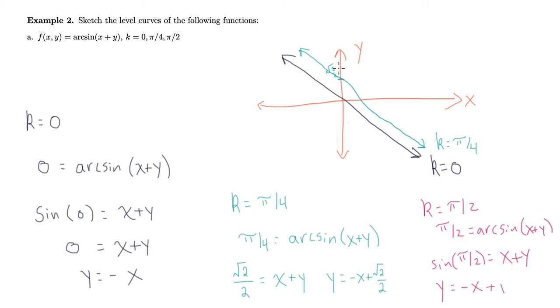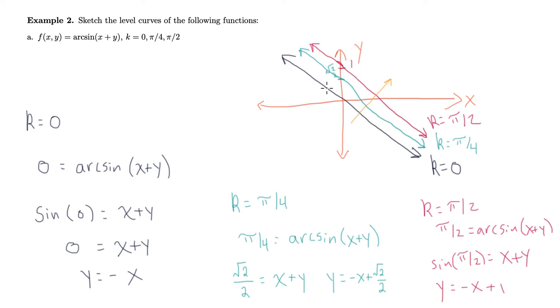And now 1 will be up here, so I get another line corresponding to k equals pi over 2. And so I'm getting these level curves, and so what I see is that this direction is taking me uphill. So here, this is like an elevation of 0, an elevation of root 2, or pi over 4, elevation of pi over 2, etc. as I go this way.